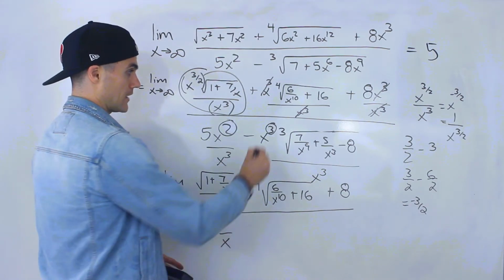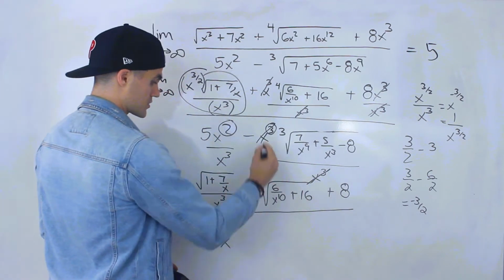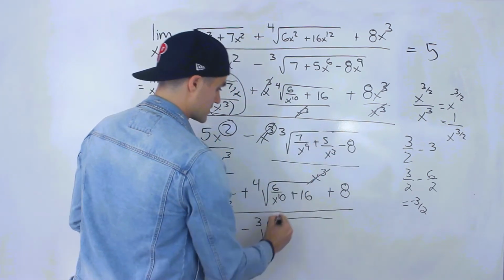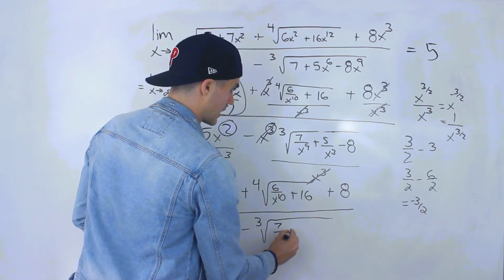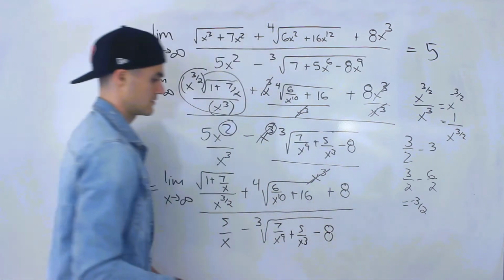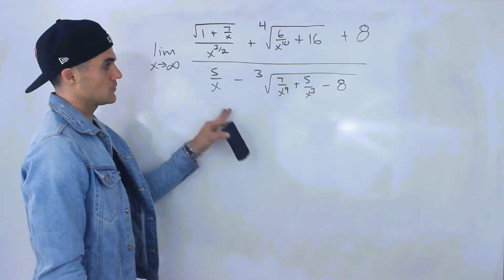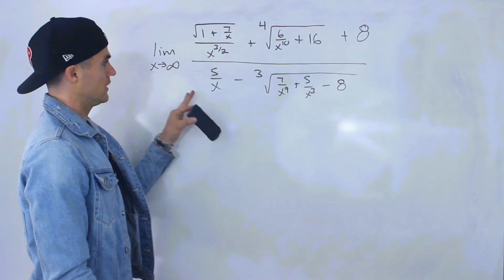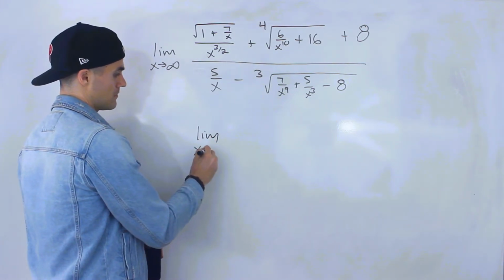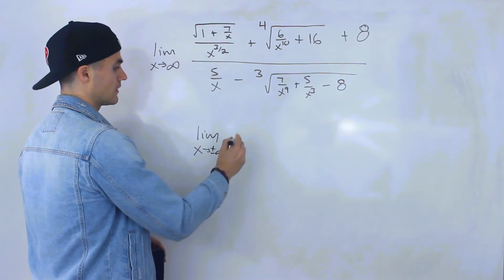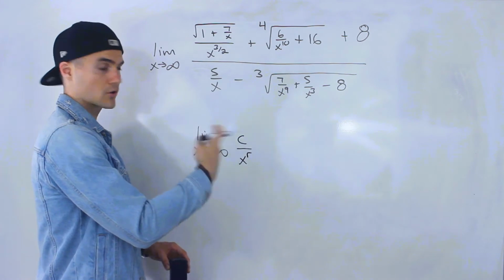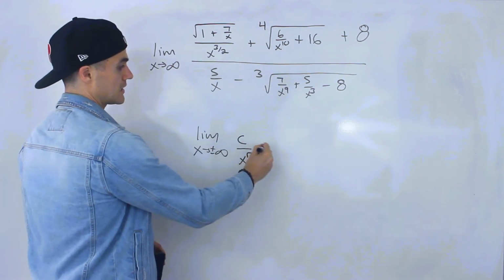And then notice these x to the 3's cancel out. So we're left with minus the 3rd root of all of this: 7 over x to the 9 plus 5 over x to the 3 minus 8. And now continuing on from here, if you remember, the limit property I brought up a couple of videos back: a constant over x to the power r, where r is a rational number greater than 0, that's always going to equal 0.